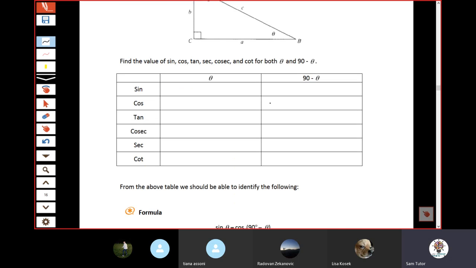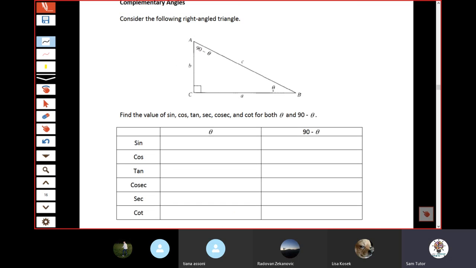Complementary angles. I guess we didn't talk about complementary angles. All it's saying is, I'll prove it because it'll make a bit more sense when I do. So watch this. If I say sine theta, that would be opposite over hypotenuse. I'm just going to use numbers because it's easier. Let's make this a 3, this a 4, and this a 5. So sine theta would be 3 over 5.